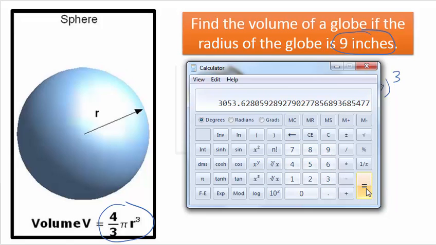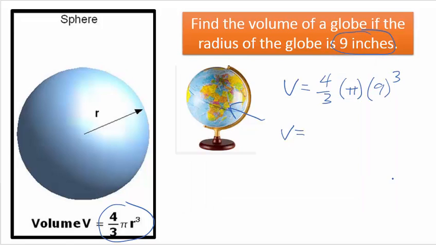And it's about 3053.6. And this globe had a radius of 9 inches, so the volume is 3053.6 inches cubed.